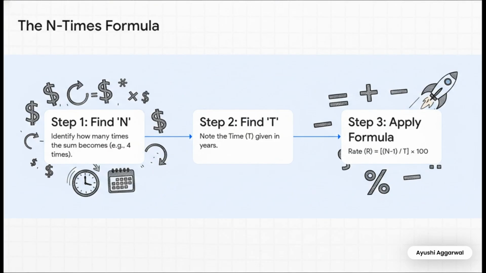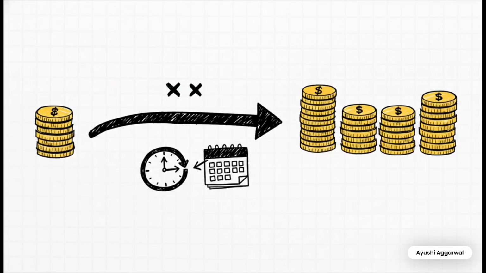If your money doubles, so it becomes 2 times, the interest you've earned is 1 time the principal. If it triples, the interest is 2 times the principal. The interest is always just n minus 1. This formula helps you find the rate needed to get there in a specific amount of time. Let's look at an example.